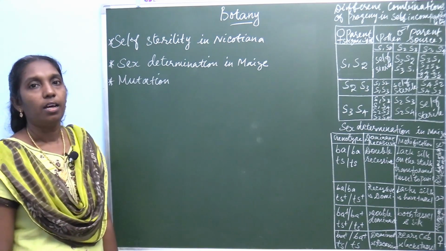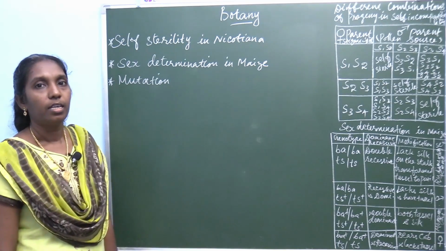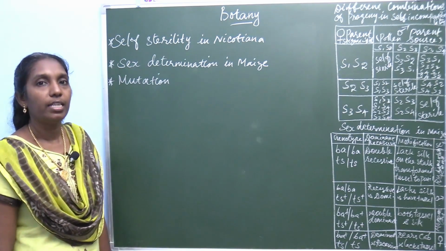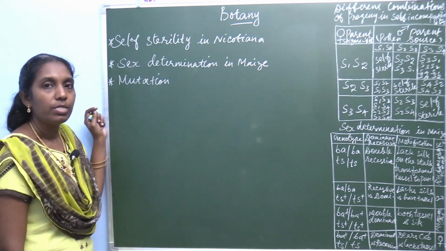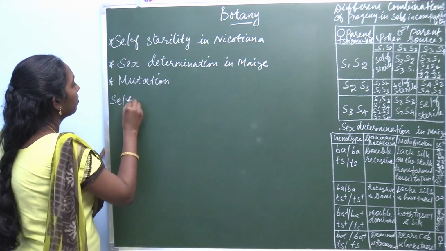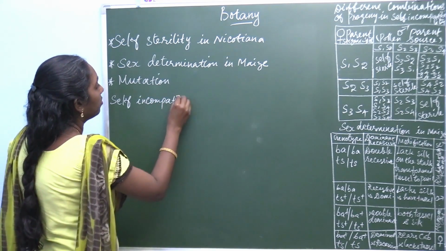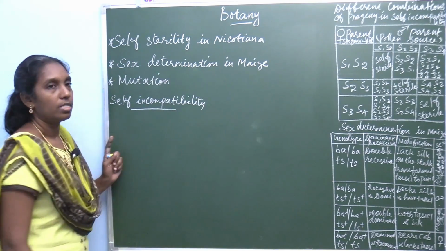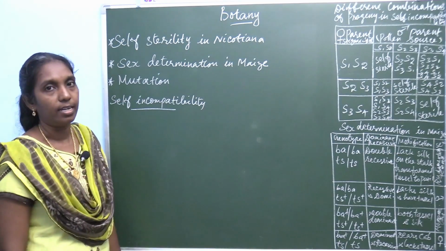In plants, multiple alleles are reported in self-sterility or self-incompatibility. Self-sterility is otherwise called self-incompatibility. What's this? Self-incompatibility or self-sterility.